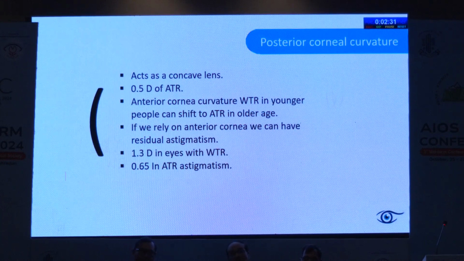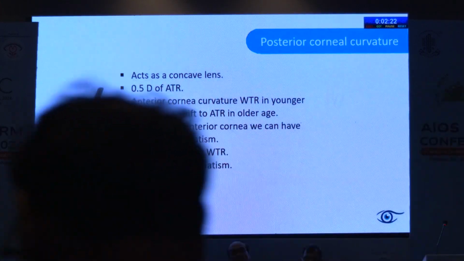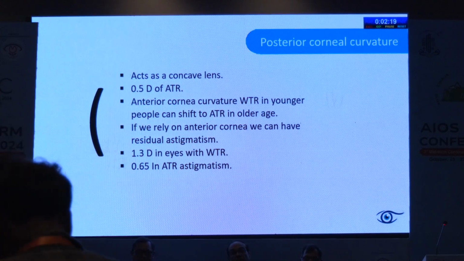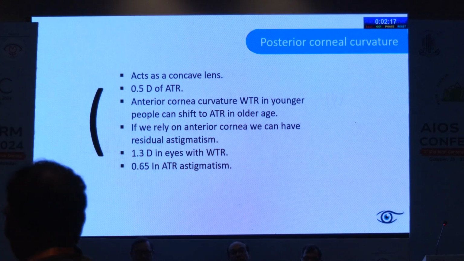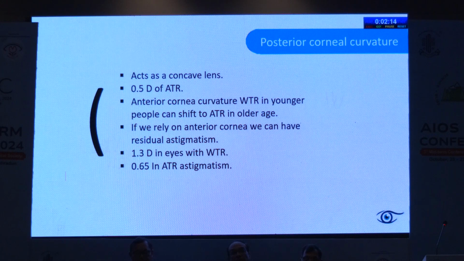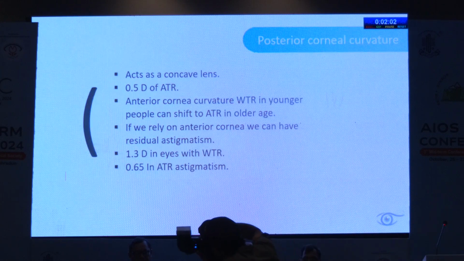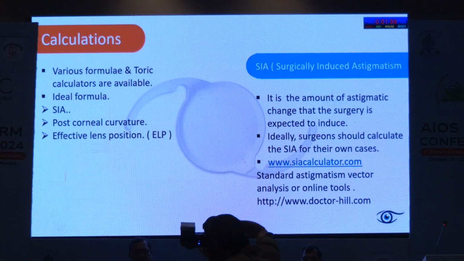So we have the anterior cornea and the posterior cornea. Now we know that the posterior cornea also acts as a concave lens, and it gives us some amount of steepness, about 0.5. Anterior cornea with-the-rule astigmatism in younger people can shift to against-the-rule astigmatism in older people. And so if we do not take into consideration the posterior cornea, we are going to be having a lot of surprises after the surgery. We can have increase in with-the-rule astigmatism and decrease in against-the-rule astigmatism.